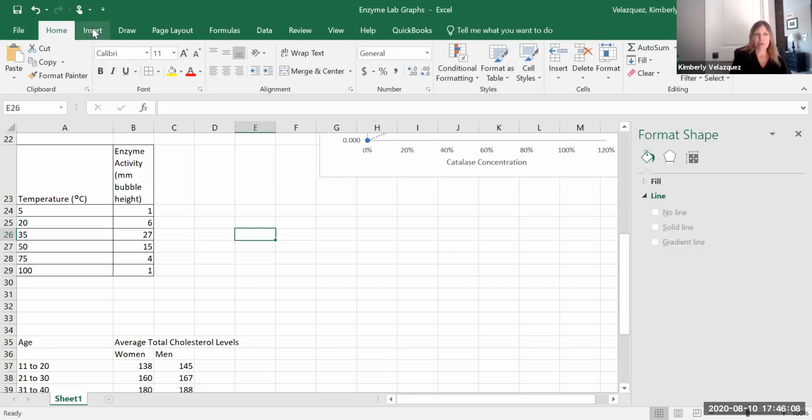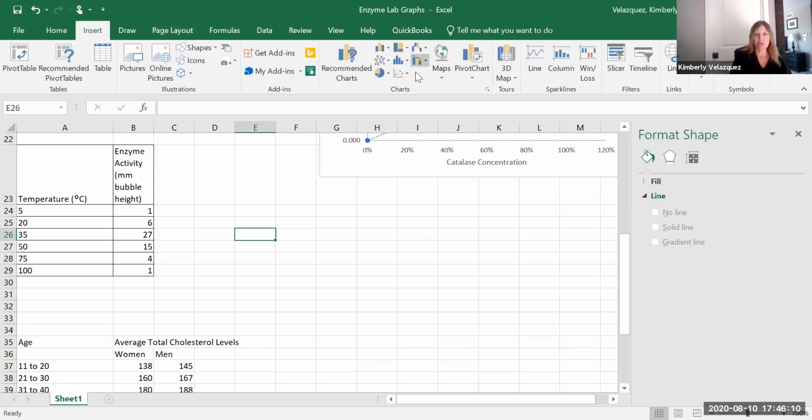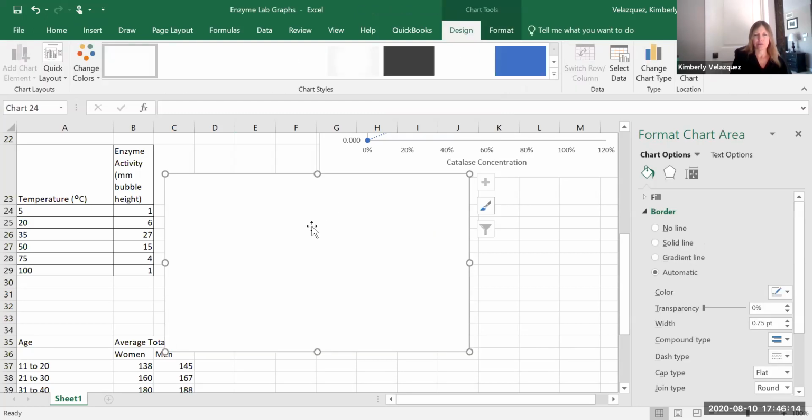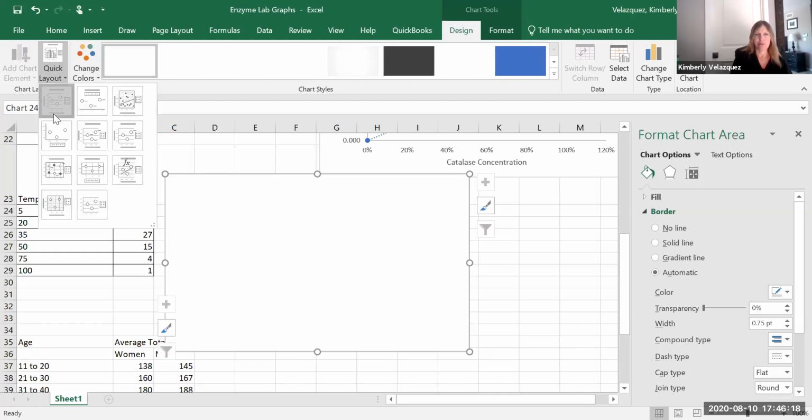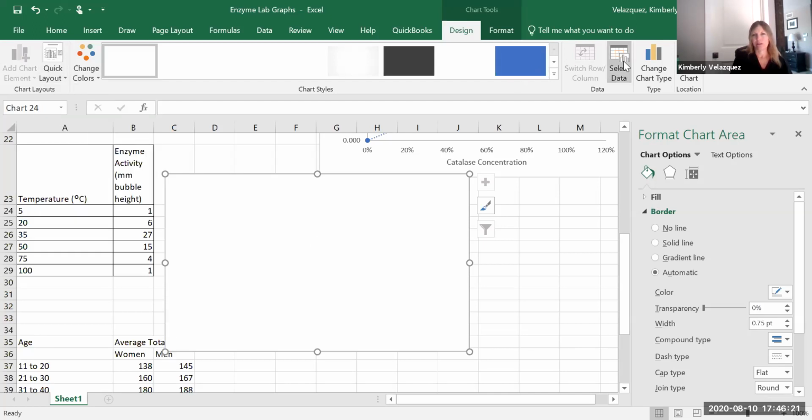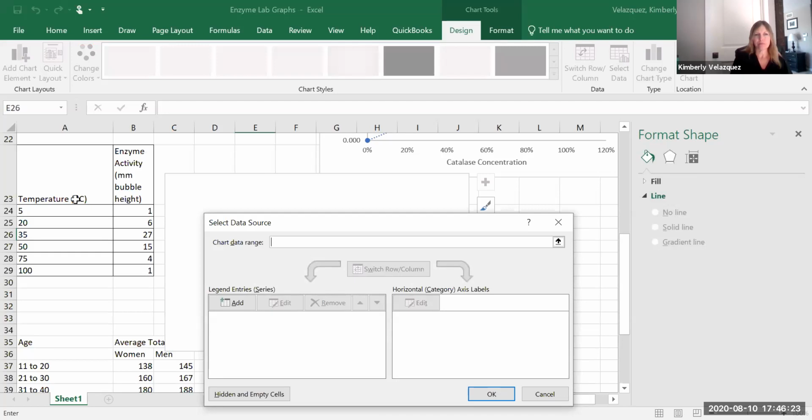So I'm going to insert, chart, scatter, quick layout. I want everything. Select data. Numbers.